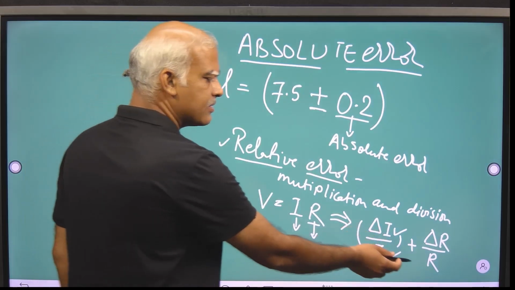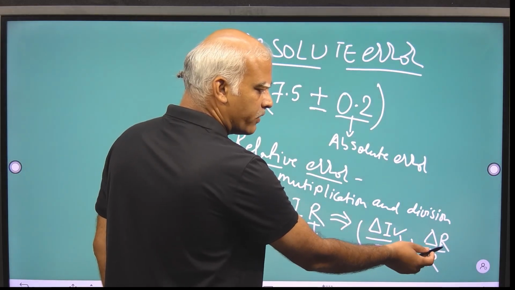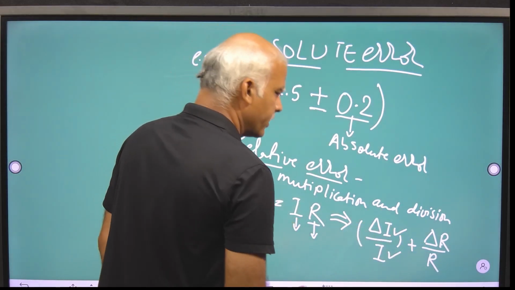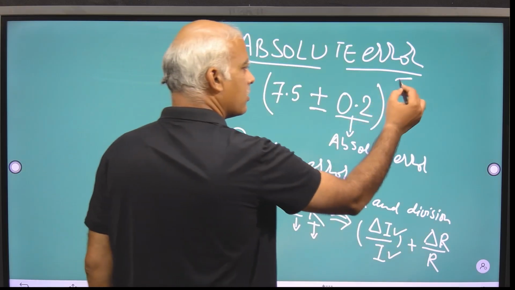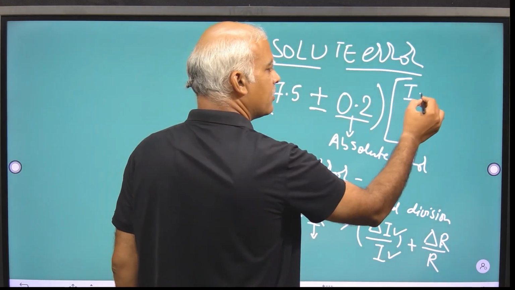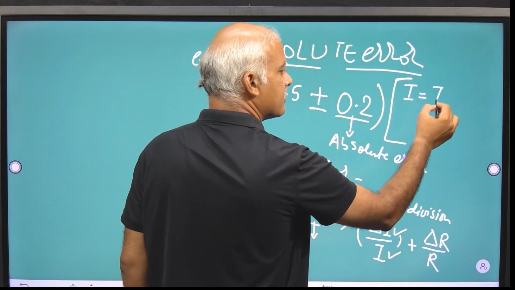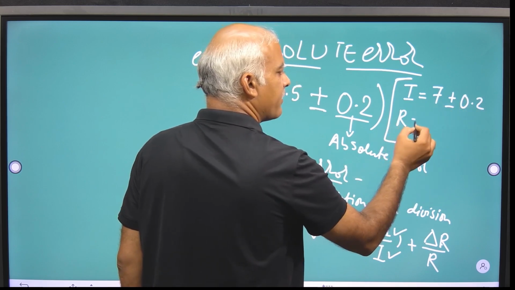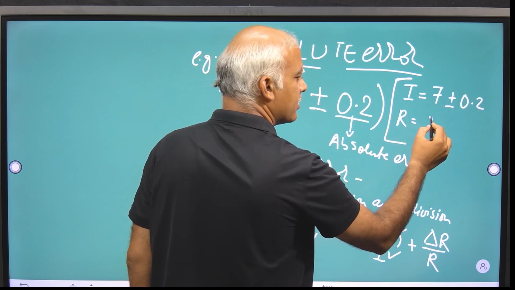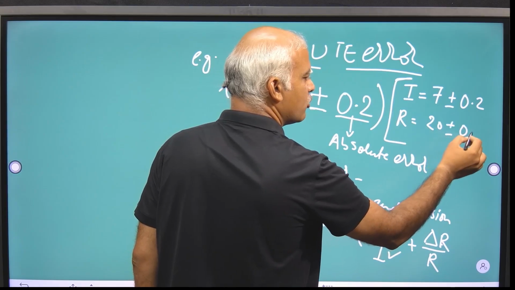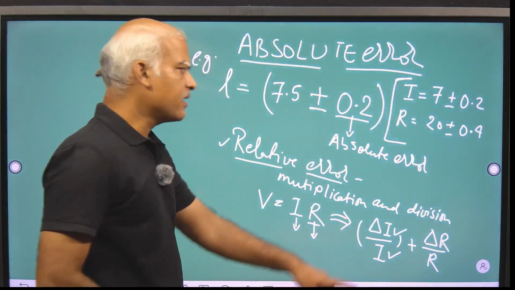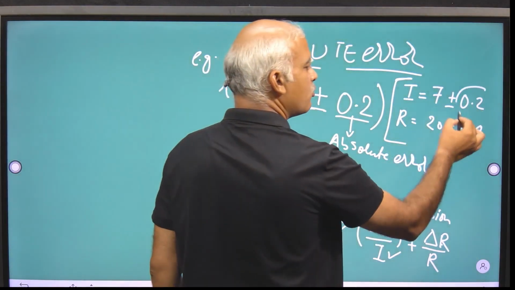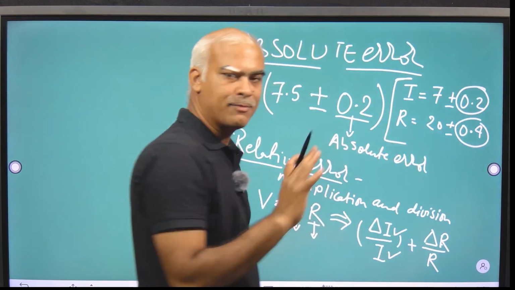So, another is the change or variation in resistance divided by the actual value. If I'm taking an example of exact values, say we have I as 7 plus or minus 0.2, and R is given to us as 20 plus or minus 0.4. So in this scenario, individually 0.2 and 0.4 are the absolute errors.